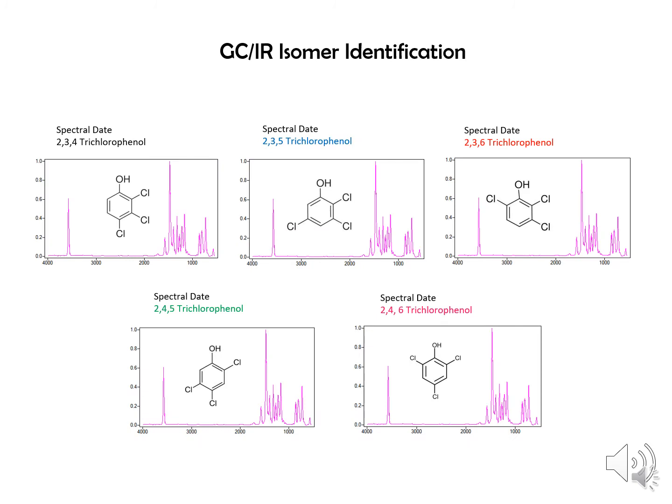So these are typical spectra you can get using the light pipe. See the very, very nice spectrum. So you can do a very good job of differentiating between isomers using this, and this lends itself very, very well to computer searching.